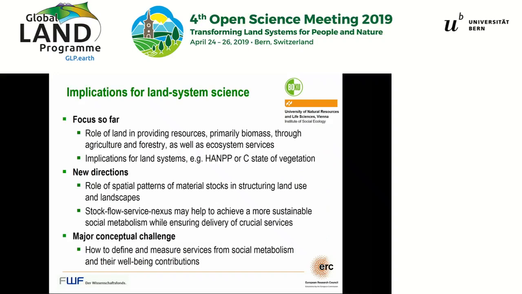I think I've shown that the focus so far is land as providing resources. This continues to be hugely important to land change science, of course, and the concept developed using the social metabolism idea still play quite a big role in land change science here. But I think this new direction is also important. What do these spatial patterns of material stocks mean for structuring land use landscapes and spatial patterns in service provision? And this idea of stock flow service nexus may help to achieve more sustainable social metabolism.